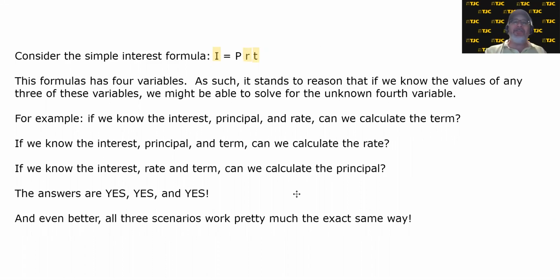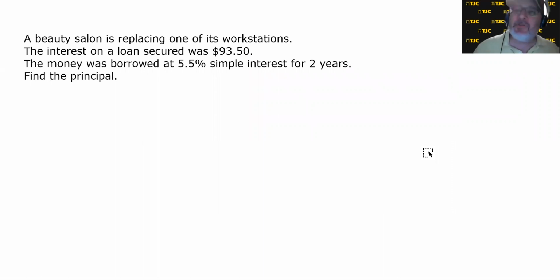Even better, all three of these scenarios work pretty much the exact same way. So once you know how to do one of them, you pretty much know how to do all of them. By the way, there's a fourth scenario. What if we know the principal, the rate, and the time? Can we find the interest? Of course, that's what we've done prior to this video. So we're going to take a look at three problems and go through them fairly quickly because they all work the same way.